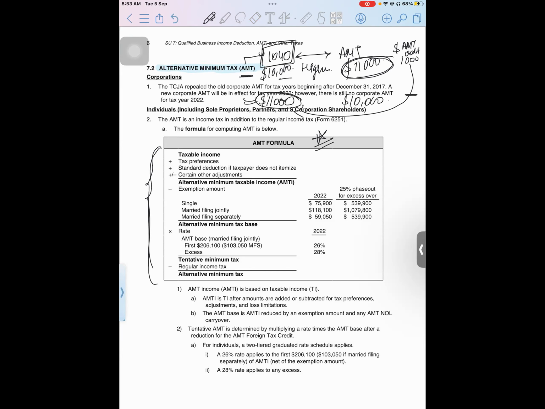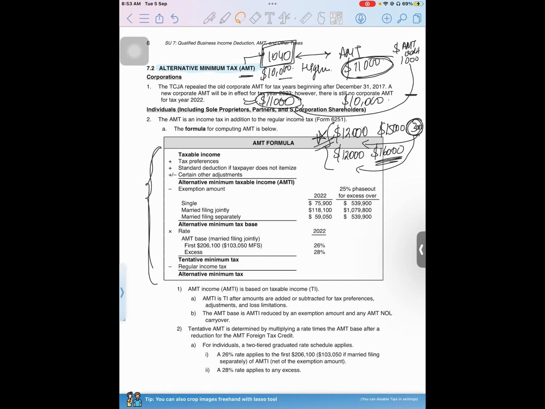Okay, now next year again, the tax as per 1040 is 12,000, and as per AMT the tax is, let's say, 15,000. So 3,000 is your credit. Next year again, your 1040 income is 12,000 and your AMT income is 16,000. So you cannot use this credit if you're going to pay the AMT amount only. If you're going to use this 1040 amount, you can use this credit against that.